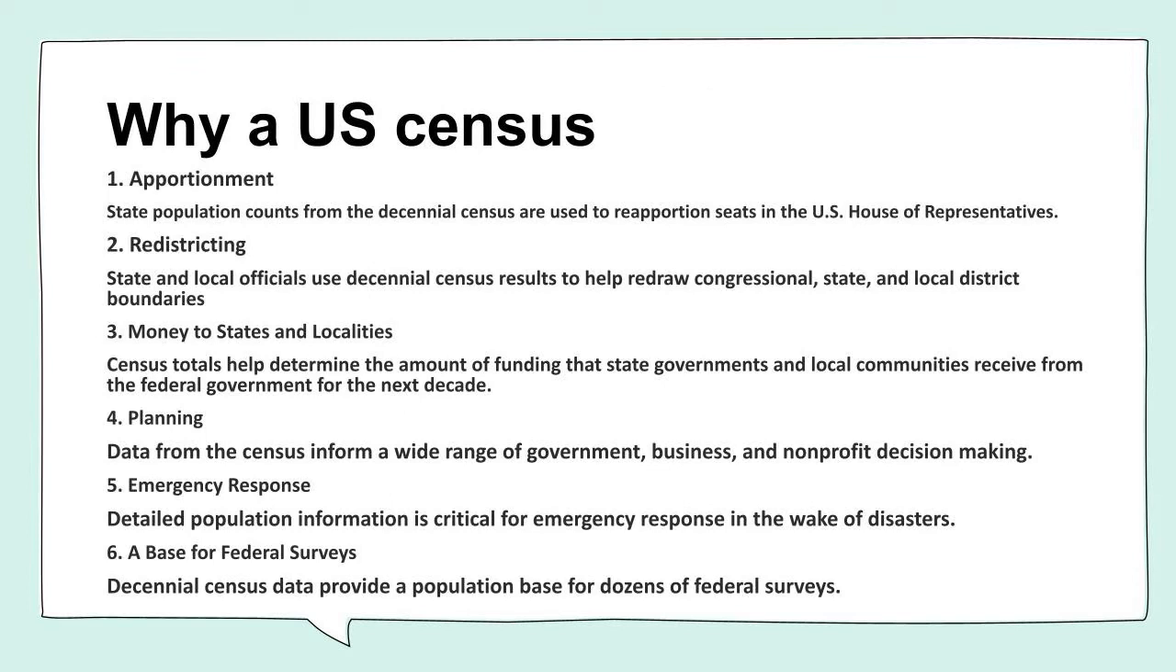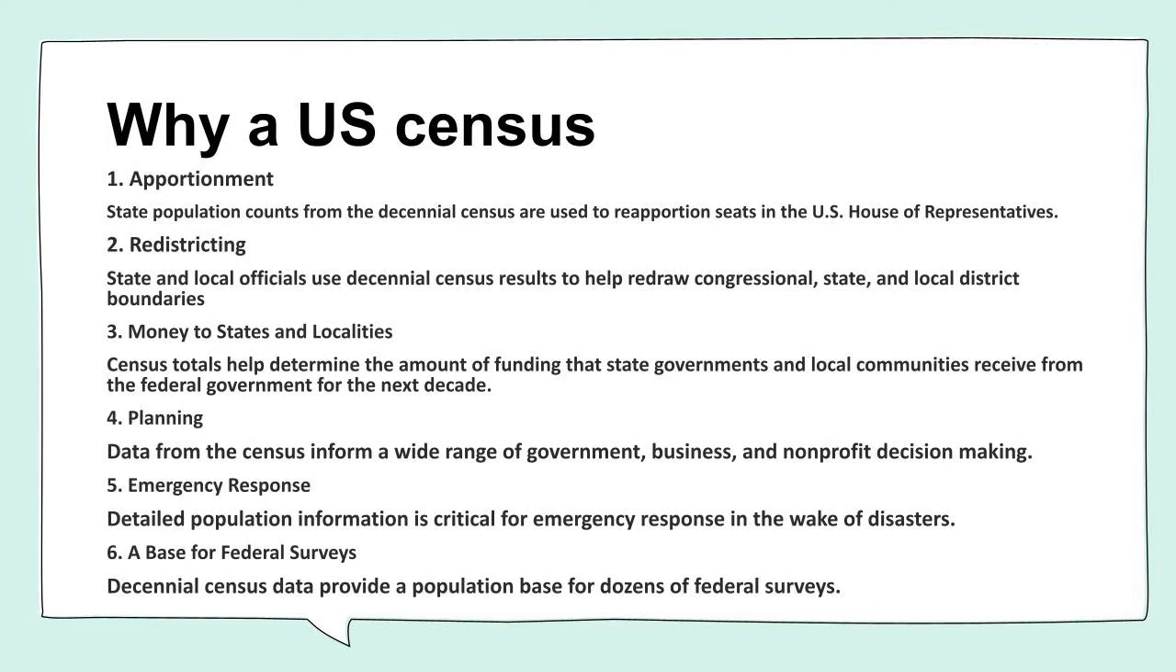Now, the key question for us is, why a U.S. Census? Really, there are 6 key factors. Apportionment: state population counts are used to reapportion seats in the U.S. House of Representatives, and we just went through that. Redistricting: local and state officials redraw congressional, state, and local district boundaries. And again, we're going through that right now. Money to states and localities: the census helps to determine the amount of funding state and local communities receive from the federal government for the next 10 years. Planning: info from the census provides a wide range of government, business, and non-profit decision-making capabilities.